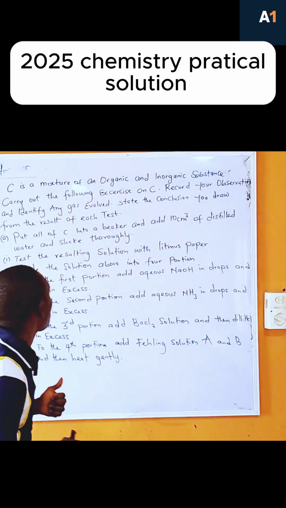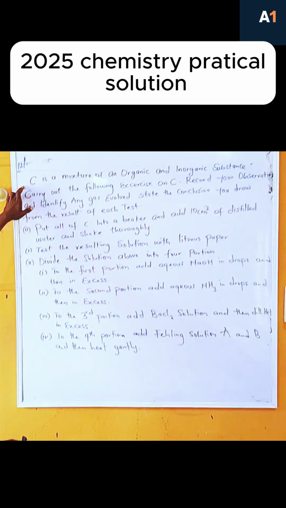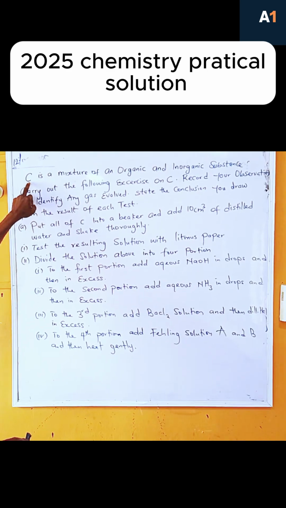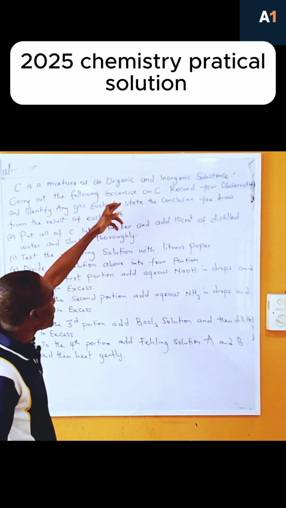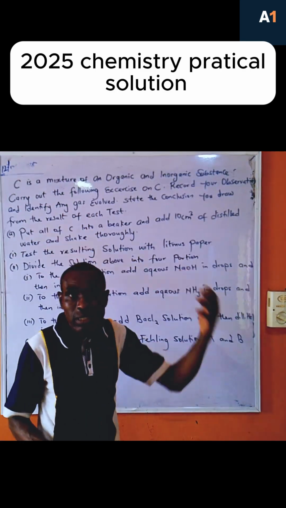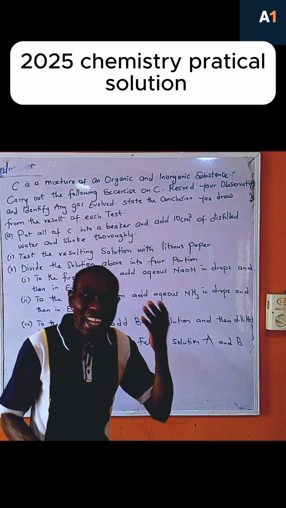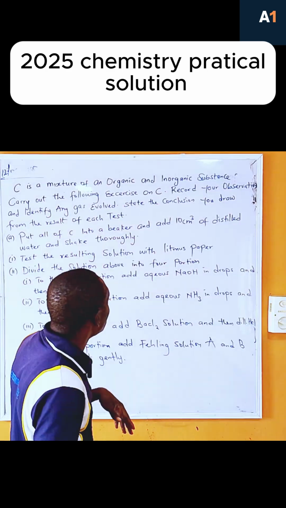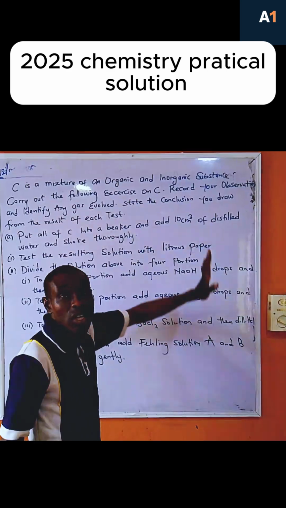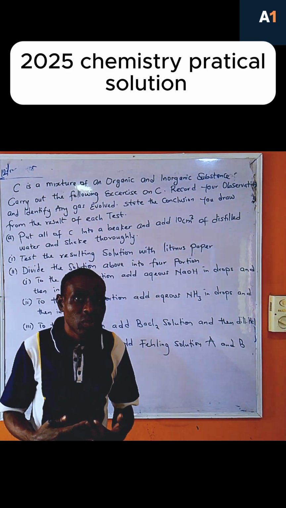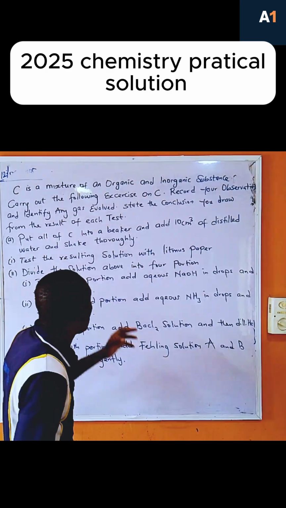So now look at this one. Now we are asked to prepare C, which is a mixture of an organic and inorganic compound, meaning that C contains a mixture of organic and inorganic substances. Carry out the following exercise on C. What are the things that you are asked to find on C?